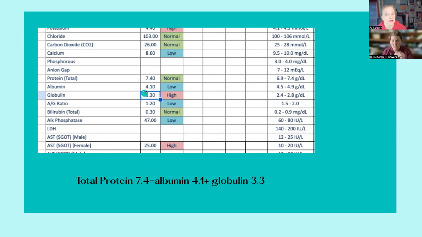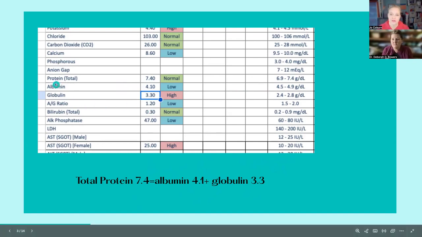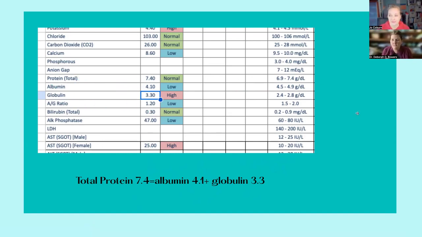And if you're missing a number, it's very easy then to just realize that 7.4 is 4.1 and 3.3. So if they only give you one of these numbers, you can calculate the other one. It's just like a total cholesterol, right? You're just adding up these two numbers. It gives you the total protein.